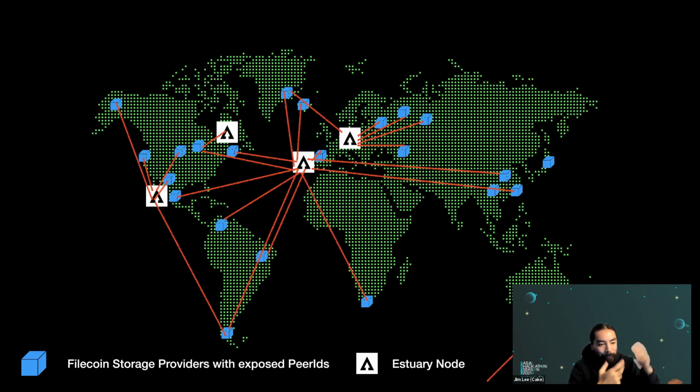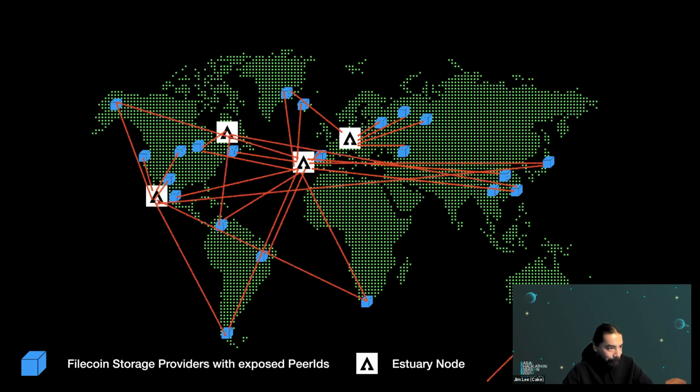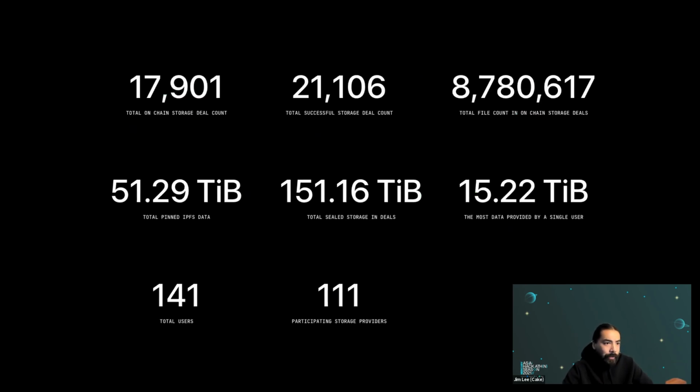You can imagine this for public data, and this is our broader vision for how everything comes together. Our Estuary node, the one that we're running for everyone to use, has had quite a bit of success. It's done 21,000 successful storage deals. It's had over 8 million files and 51 terabytes of pinned IPFS data. That's data you can just retrieve from any gateway. In the previous presentation, Jacob elegantly described how you can look at that IPFS hash, grab it from any gateway and see it. Our Estuary node also provides 51 terabytes of that.